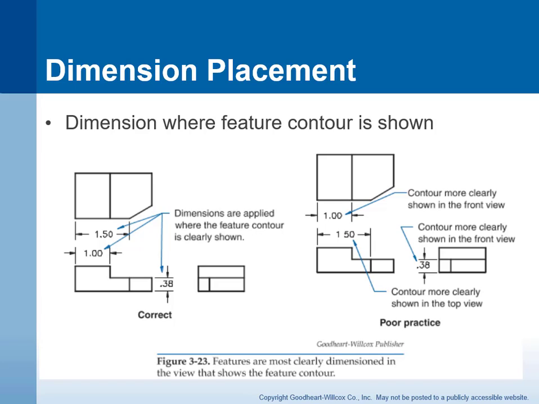So in this particular case, we have this feature shown in this view. So we're going to apply the dimension to clearly show where it is. For example, this 0.38 is shown in this view instead of this view because I can clearly see where it is. Here we have some poor practices, so take a look at those and compare and contrast. Again, this should be review for you.